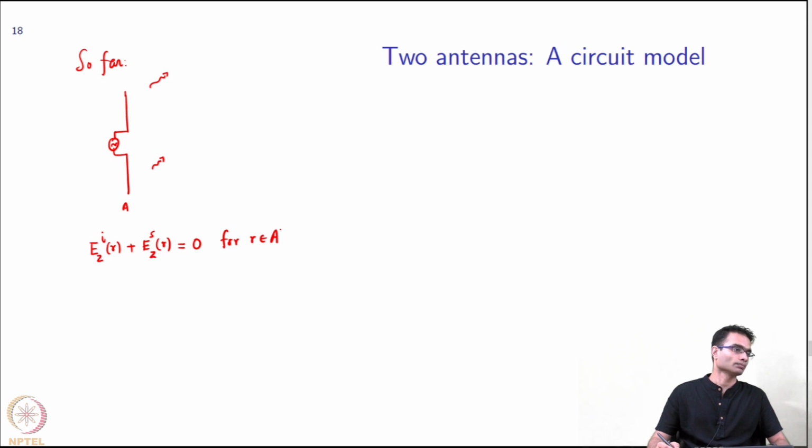Now, what happens if there is some other object in the vicinity of this antenna? That object will also have some current induced, the field will fall on it, and that induced current in turn will radiate another field, which will fall on this antenna. So this boundary condition will not be strictly true because there are more fields. If the boundary condition is not true, my solution changes, that means my current distribution changes. If my current distribution changes, what happens to my impedance?